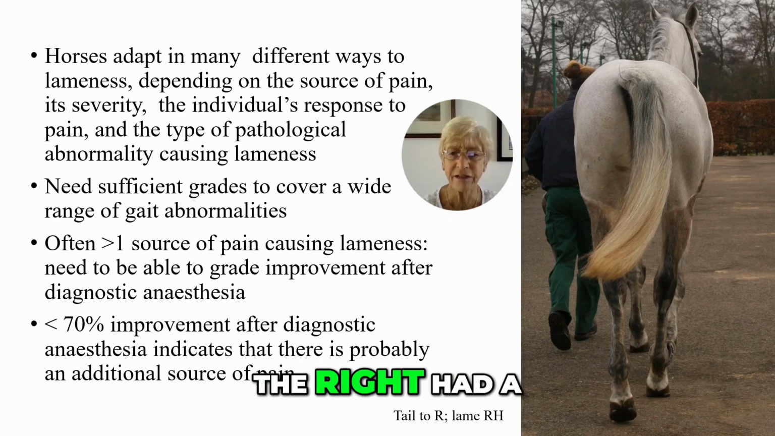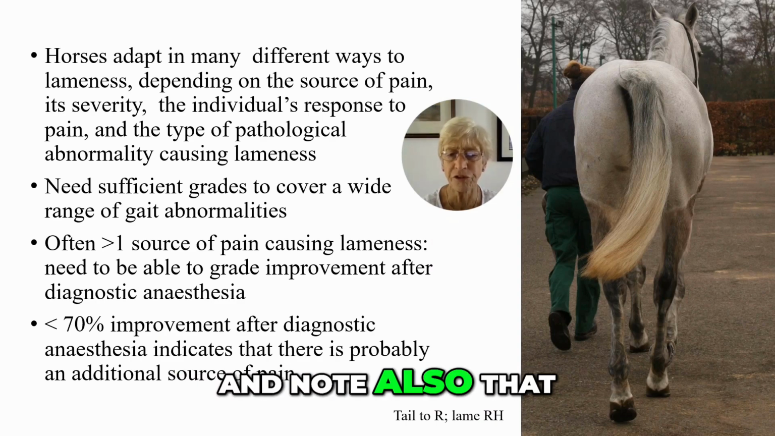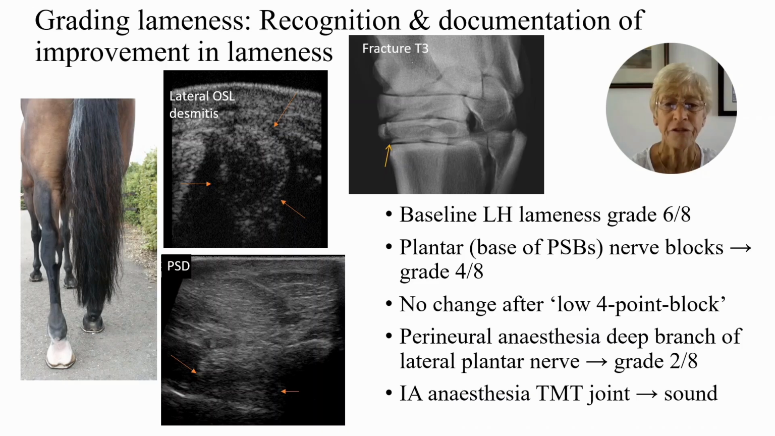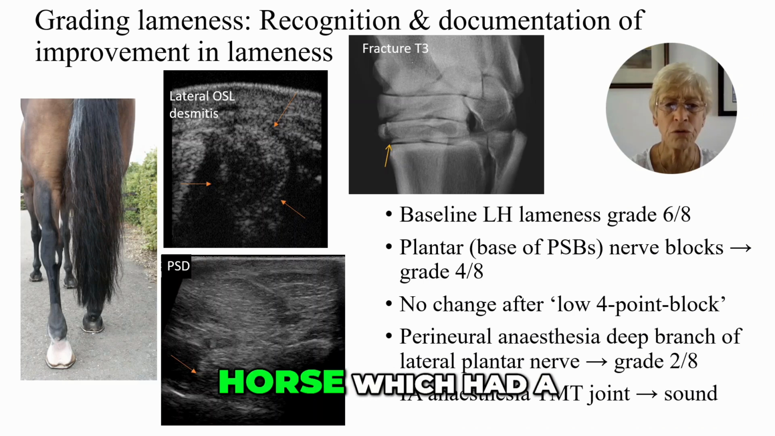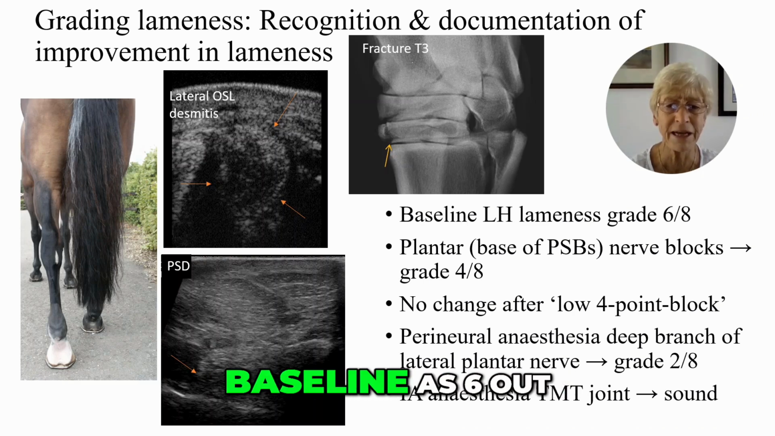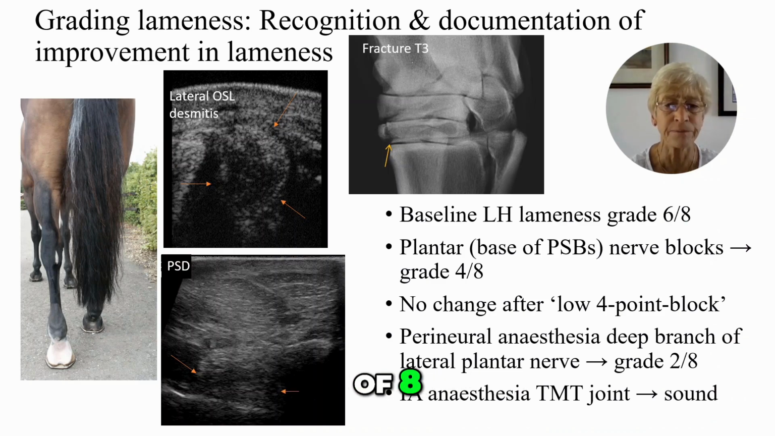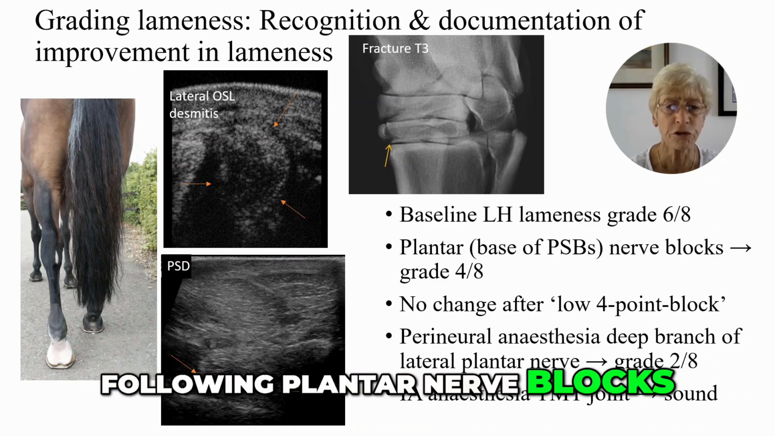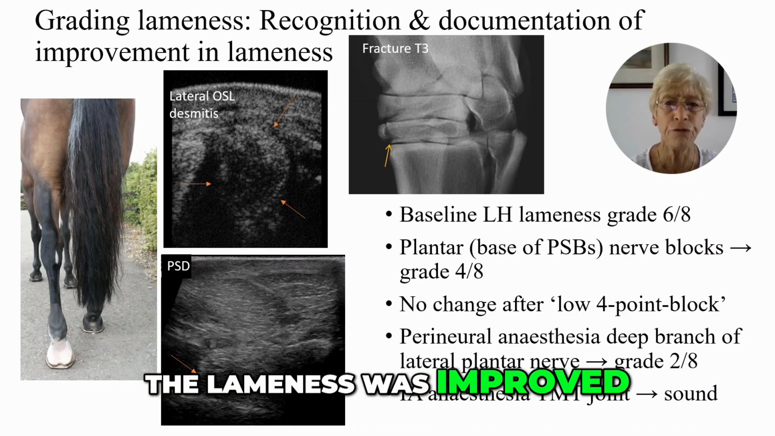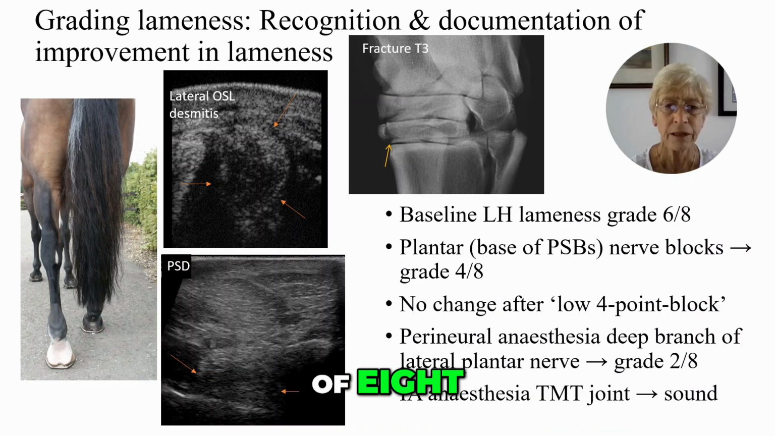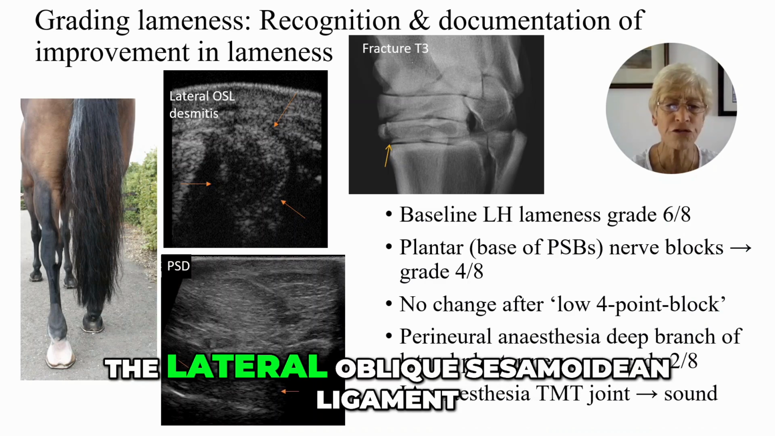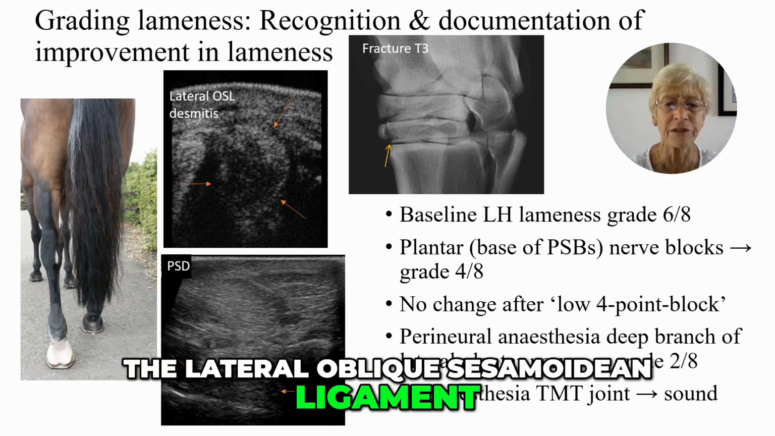So the horse on the right had a right hind limb lameness, and note also that the tail is being carried to the right. So this is a good example of a horse which had a left hind limb lameness, which was graded at baseline as 6 out of 8. Following plantar nerve blocks performed at the base of the proximal sesamoid bones, the lameness was improved to grade 4 out of 8. And that was associated with an injury of the lateral oblique sesamoidean ligament.